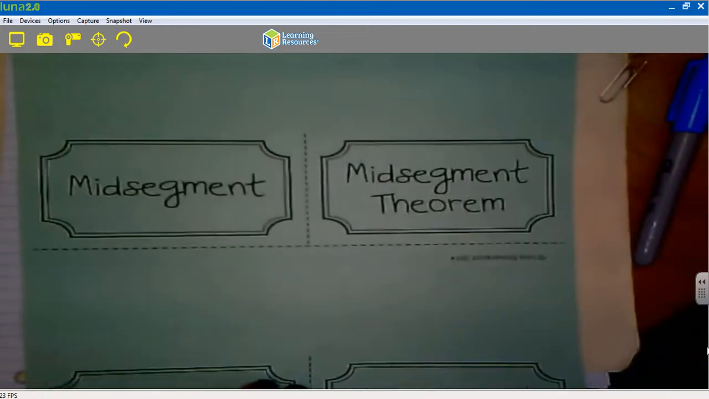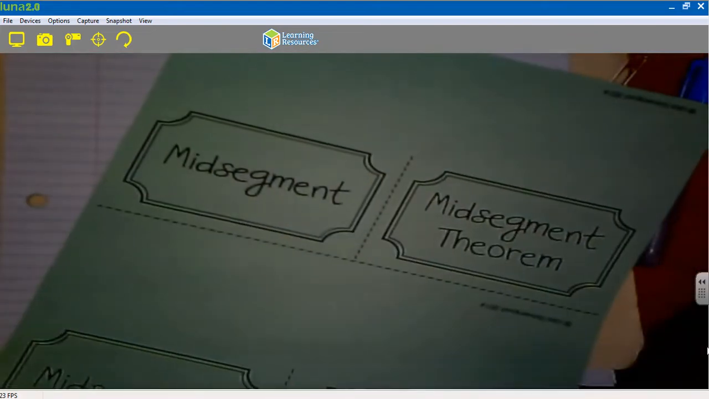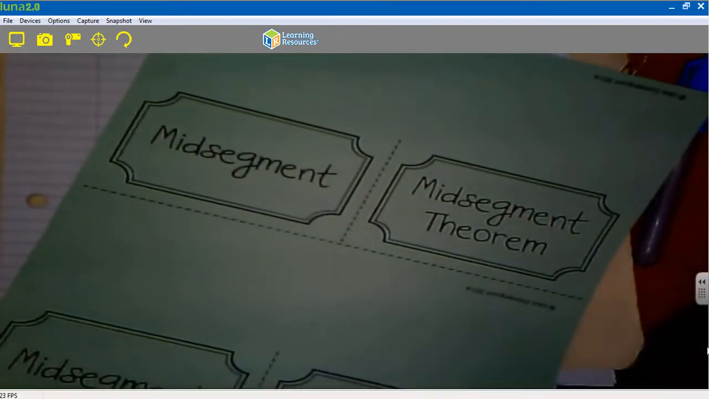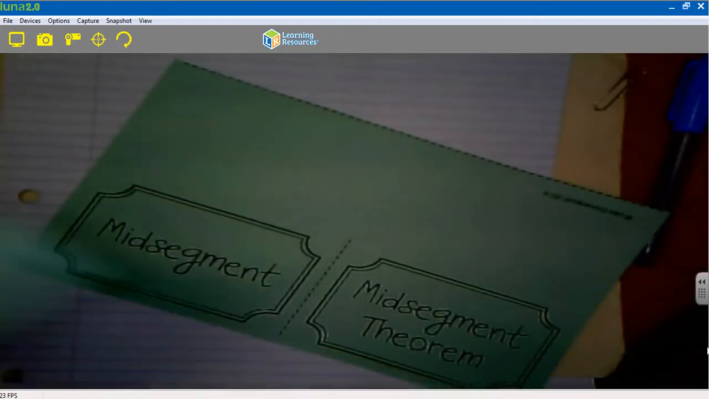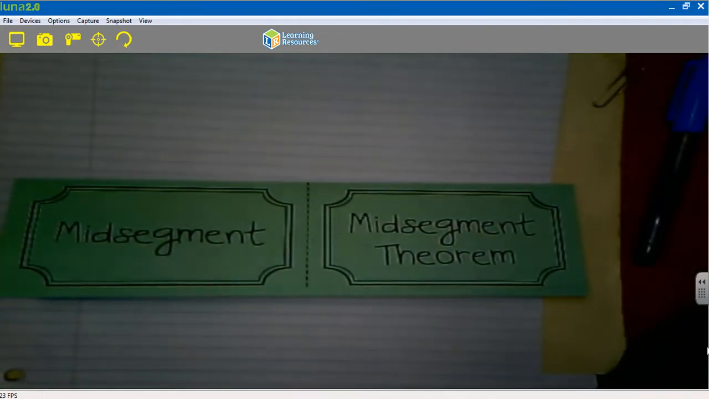Alright, so today we're going to talk about the mid-segment theorem. So you have this green handout. There's actually two foldables per handout. So just go ahead and cut this in half, give one to your neighbor, and then you're going to fold it in half like a burrito or like a hot dog. So then this is your little foldable here.